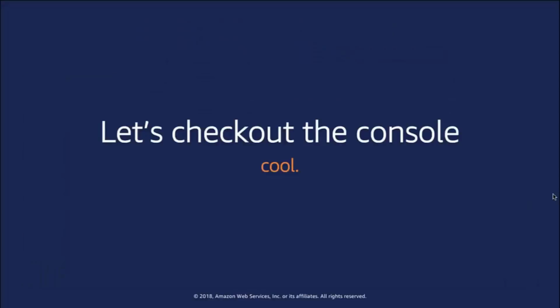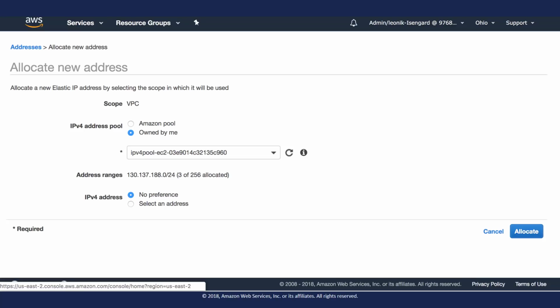Okay, so pretty straightforward using the CLI or API calls to specify Elastic IPs out of a pool, to advertise prefixes to the internet that you've brought to Amazon. Pretty awesome stuff. Let's check out the console now and see what that looks like.